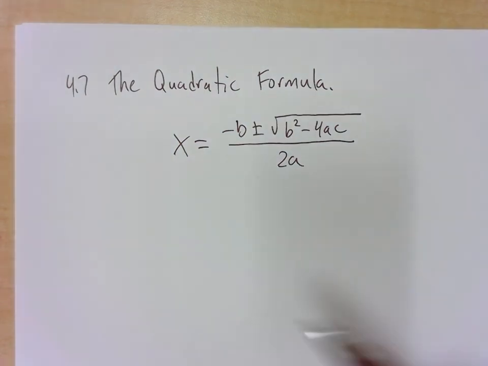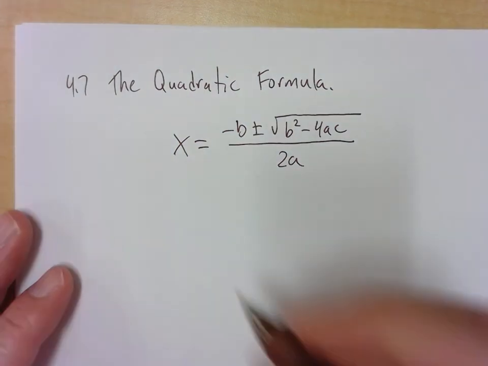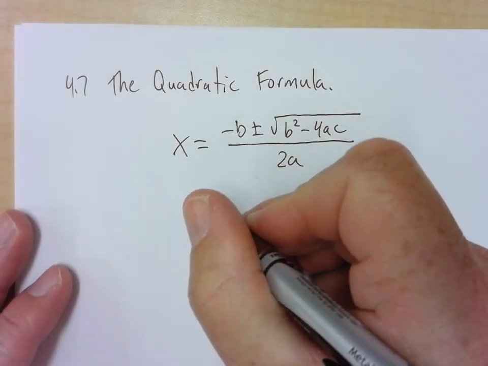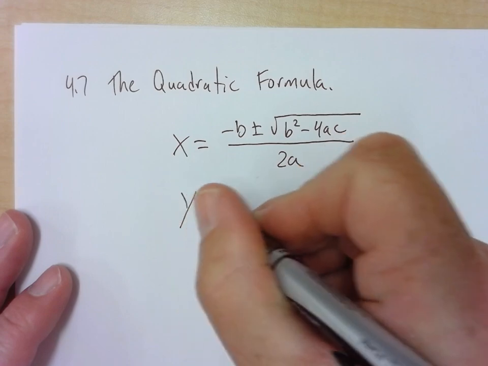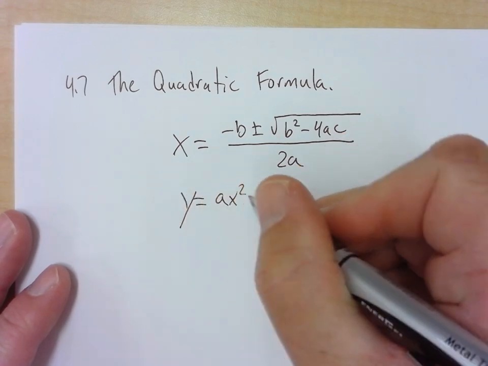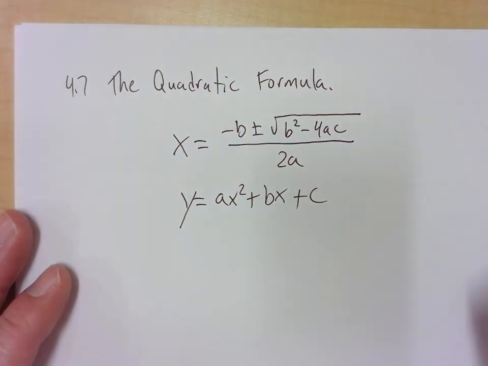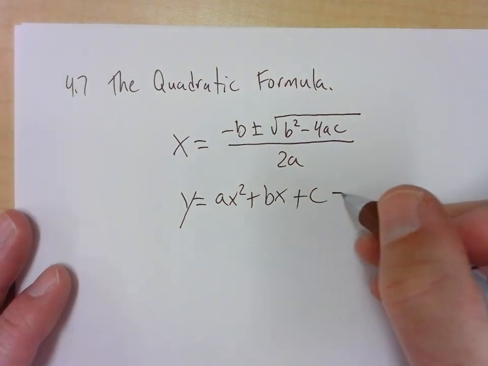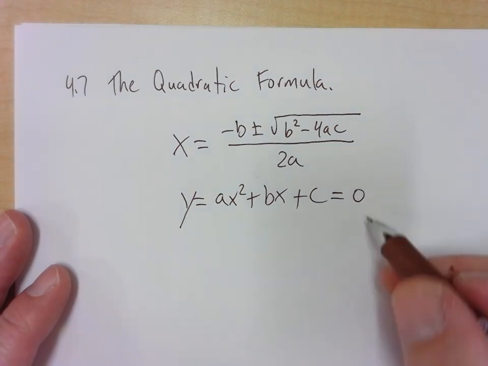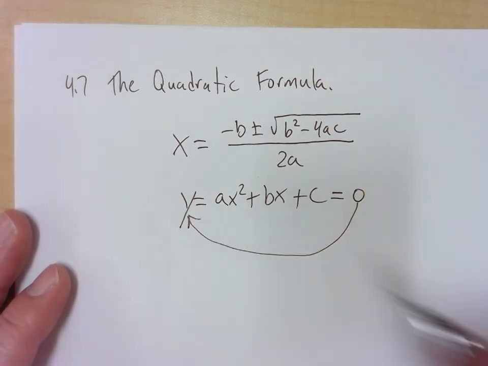Where do we get our a, b, and c from? Well, what we've been talking about the whole time. When you have a quadratic in standard form, a goes with x squared, b goes with x, and c is the thing by itself. And we want our quadratics to be equal to 0. Hence, y is equal to 0.